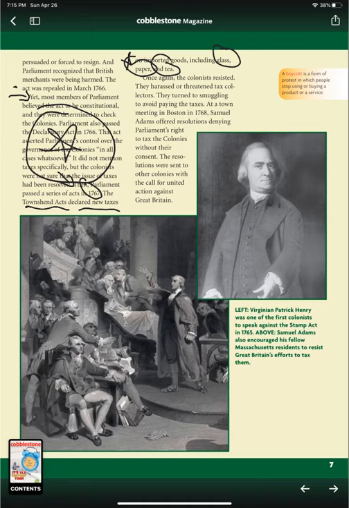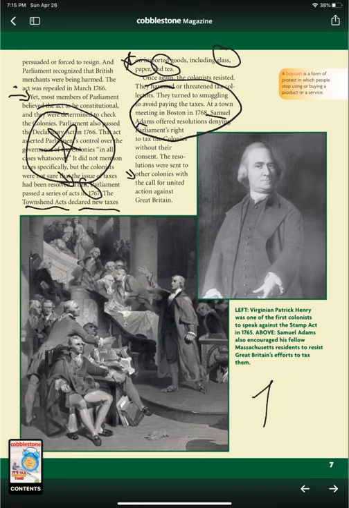At a town meeting in Boston in 1768, Sam Adams, right here, offered resolutions denying Parliament's right to tax the colonies without their consent. In other words, in fifth grade speak, Sam Adams is saying, no, Britain, you are not, Parliament is the government in Britain, you are not taxing these colonists. We're going to figure out a way to fix that. The resolutions were sent to the other colonies with the call for united action against Great Britain.